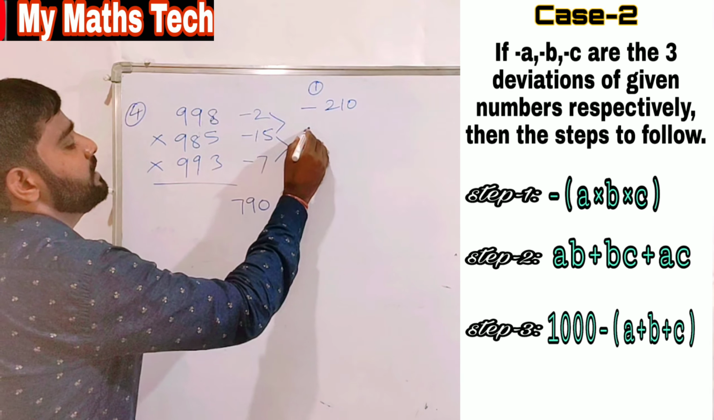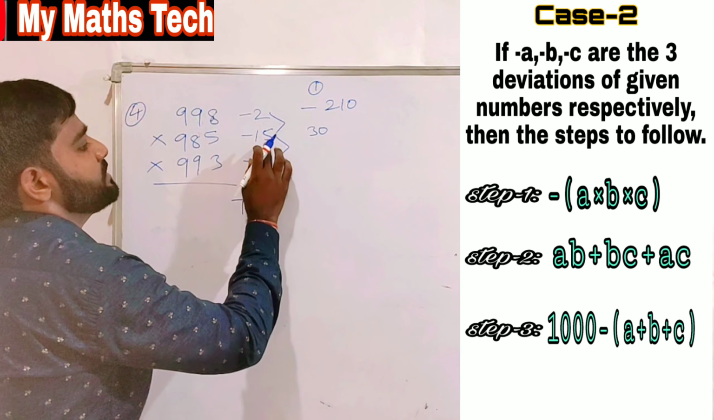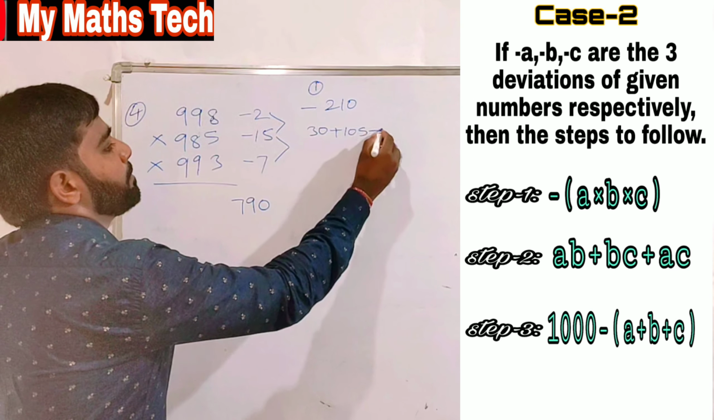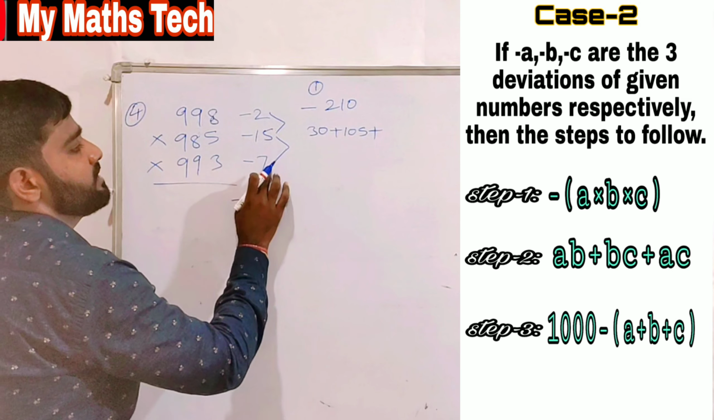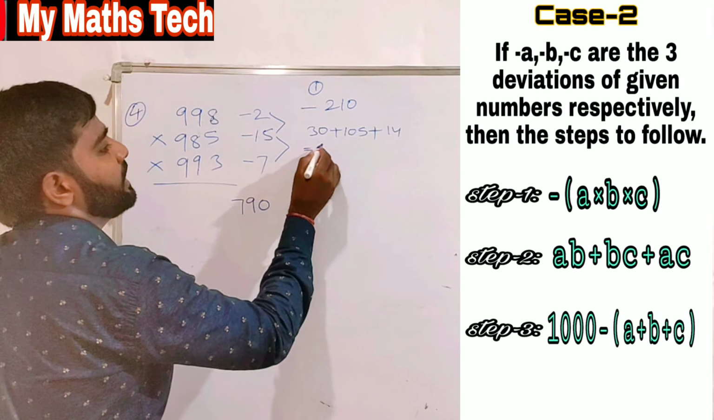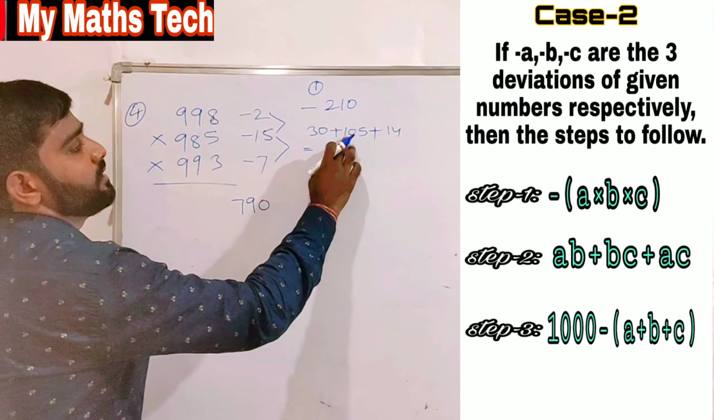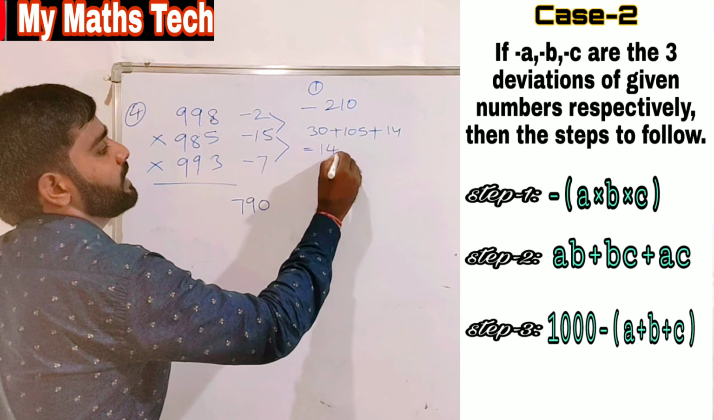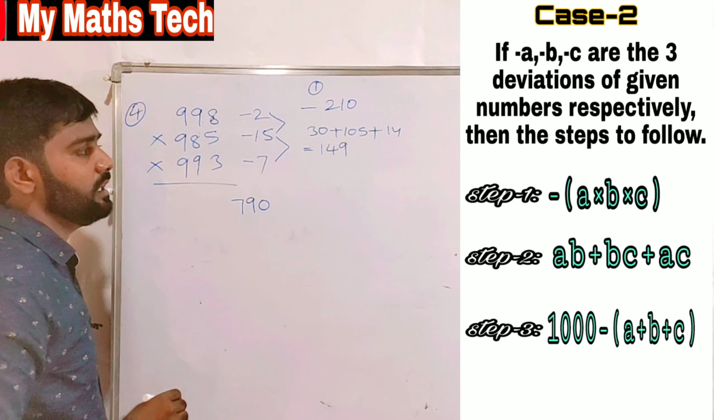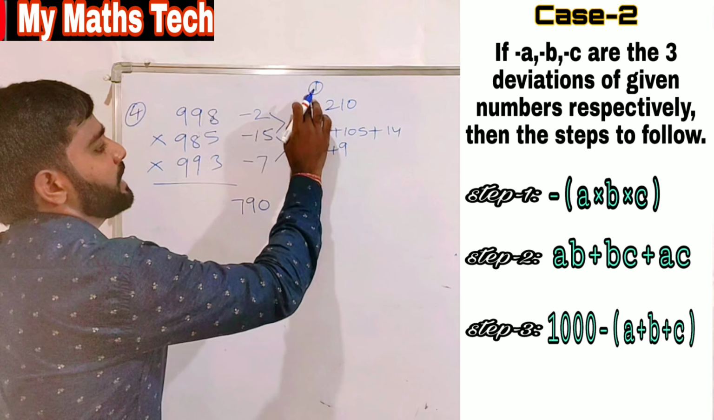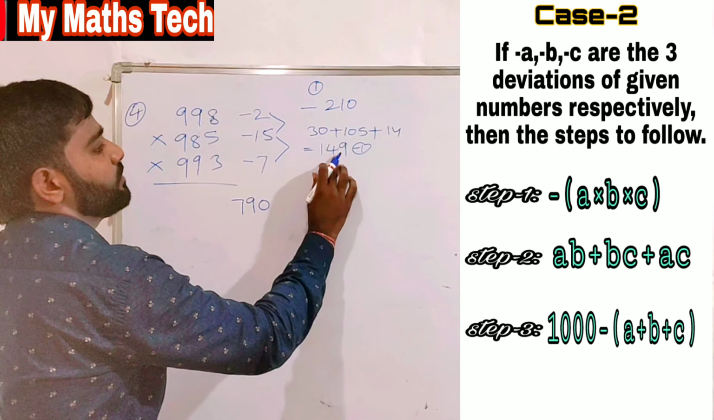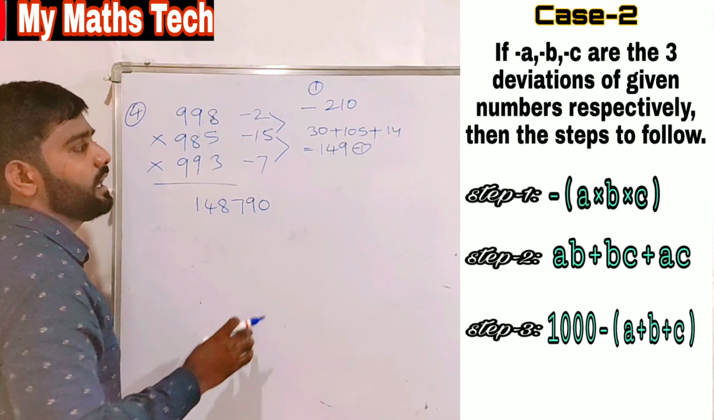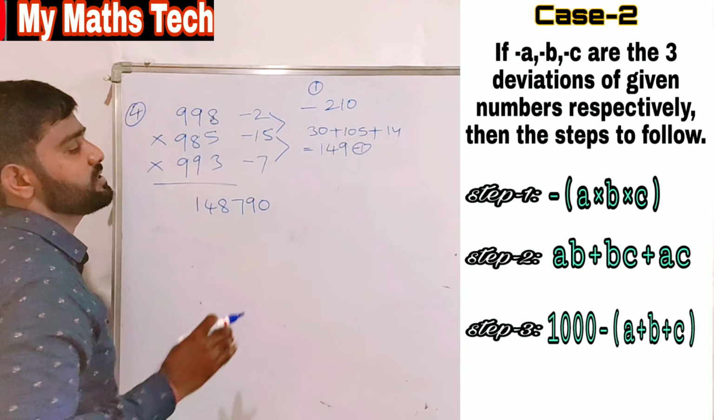And the second step, the sum of the products AB plus BC plus AC. 2 15s are 30, minus into minus is plus. 15 7s are 105, plus, minus into minus is plus, 2 7s are 14. That value is equal to 30 plus 105 is 135, plus 14 is equal to 149. From 149 we have to subtract that borrowed one, minus 1. 149 minus 1 is equal to 148.